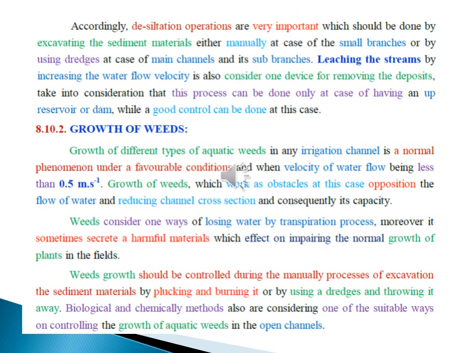Growth of weeds. Growth of different types of aquatic weeds in any irrigation channel is a normal phenomenon under favorable conditions and when the velocity of water flow is less than 0.5 meters per second. Weeds are one way of losing water by the transpiration process. Moreover, they sometimes create harmful material which impairs the normal growth of plants in the field.